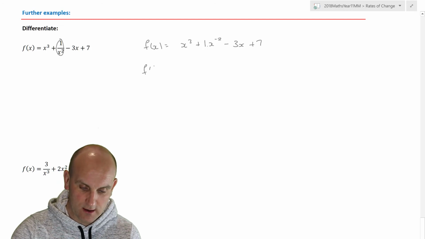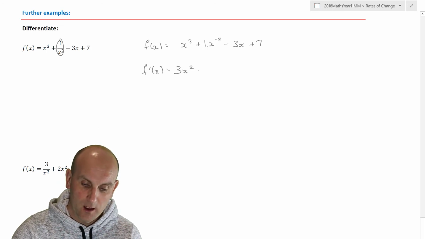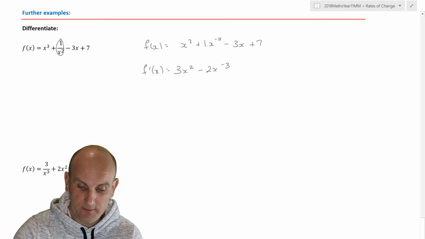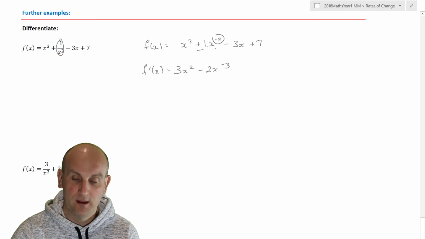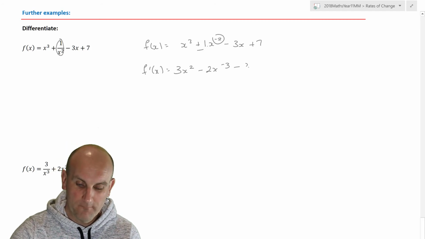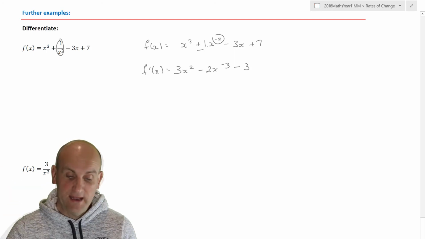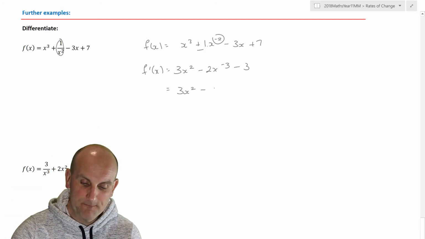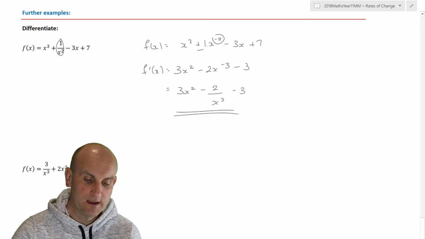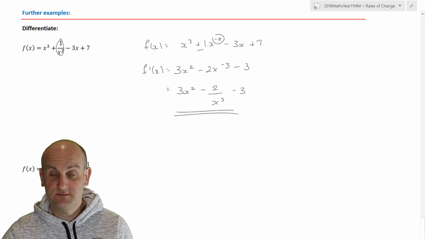I should go. So f dash of x becomes 3x squared minus 2x to the minus 3. Remember, I'm doing the minus 2 times the plus 1, and then taking 1 off the power. Minus 3, and the plus 7, because it's a constant, say bye-bye. Then I turn my function into positive powers again. Now again, it may not always ask for that, but because they gave it in terms of positive powers, I'm going to turn my answer back. And there we go, there's my differentiated function.